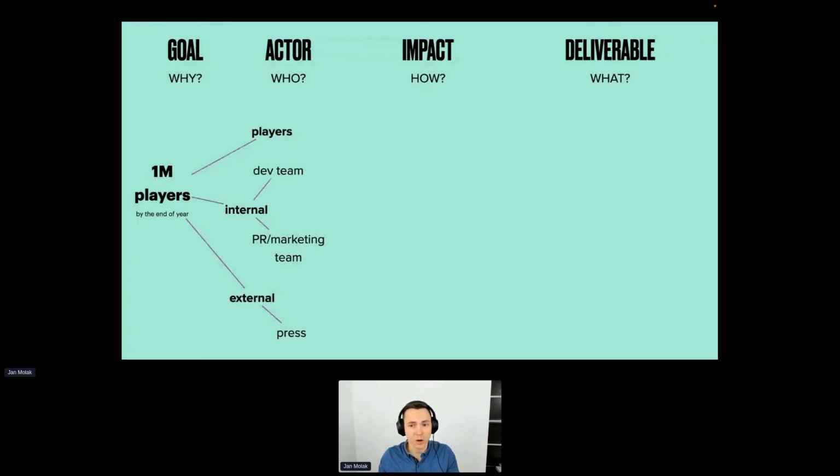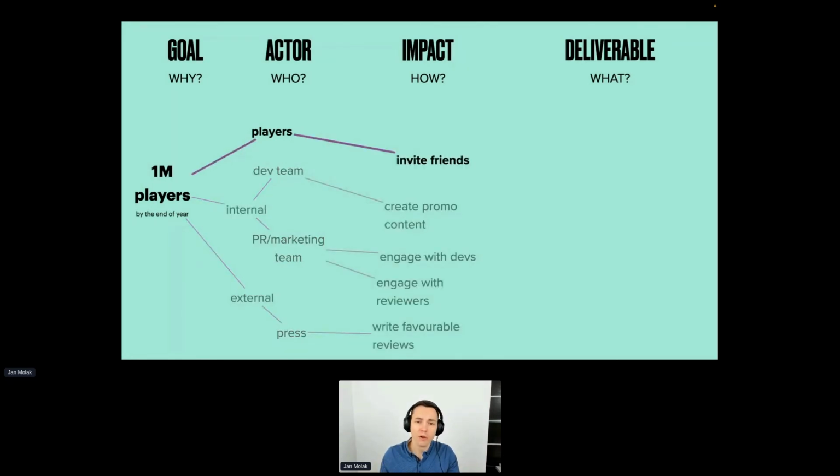such as the players themselves, the development team, the PR marketing team, as well as external actors, such as the press. The map then shows how we'd like the current behavior of those actors to change. For example, the players themselves could help us achieve our business goal by recommending the game to their friends and inviting them to join. The reviewers of the game could help bring in more players who read their reviews, well, provided, of course, that those reviews are favorable. Those are just some of the examples, but I'm sure you get the idea.